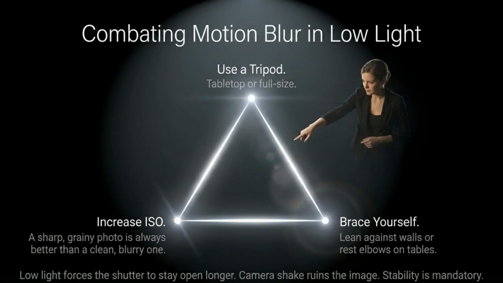To combat motion blur in low light, you must maintain stability. Use a tripod, increase your ISO, or brace yourself against a solid surface. A sharp, grainy photo is always better than a clean, blurry one.